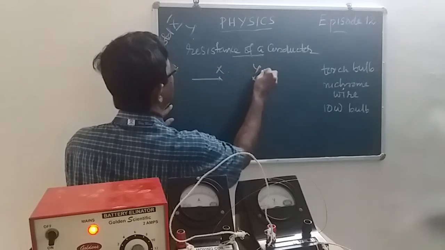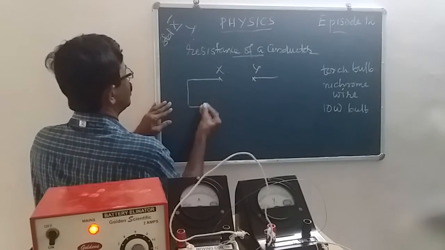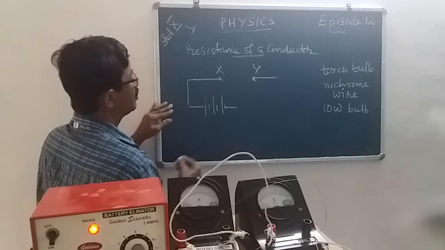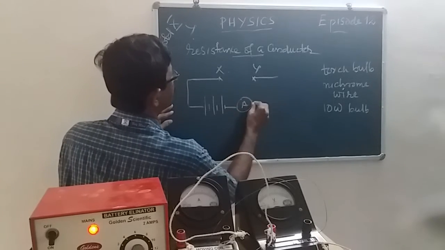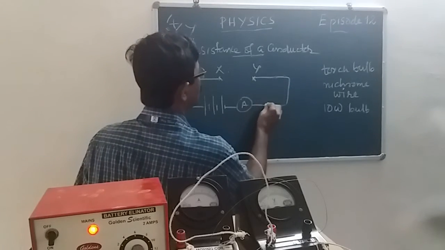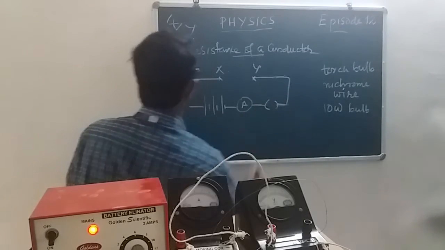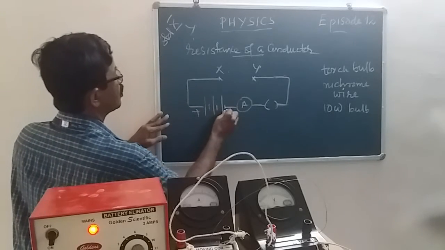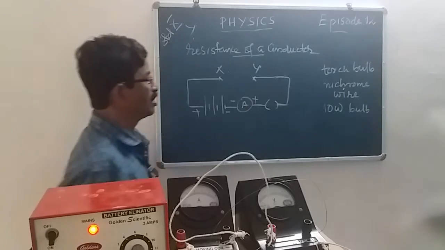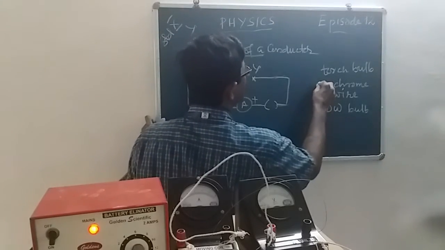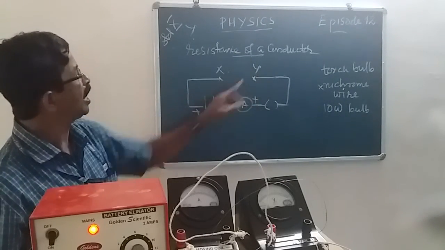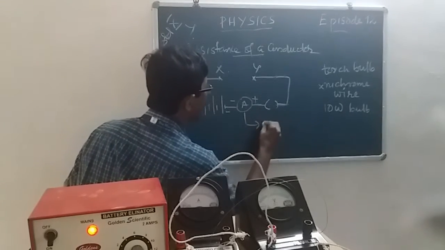This is the point X and Y. Here we connect the positive and negative of the battery. Here is the ammeter. Here we can also switch on. At first, we introduce this nichrome wire in the gap between X and Y, and observe or measure the current here.